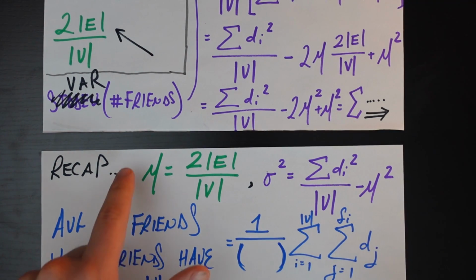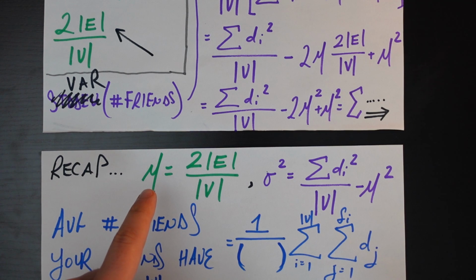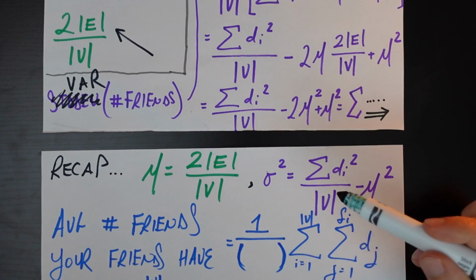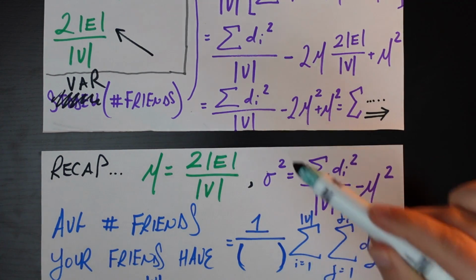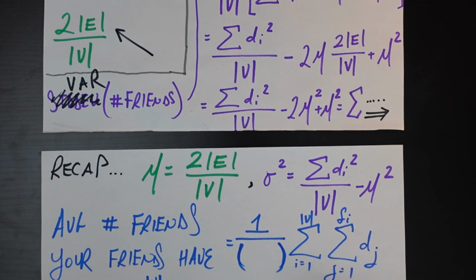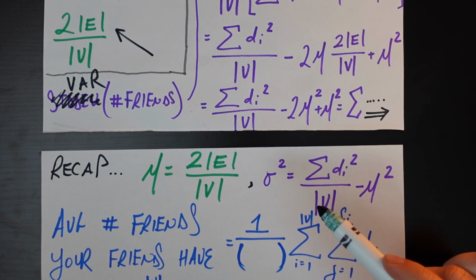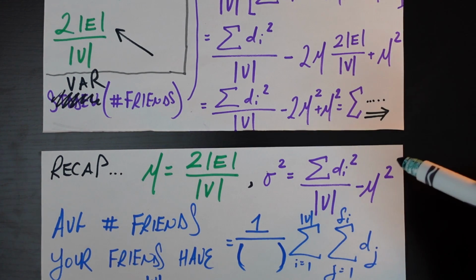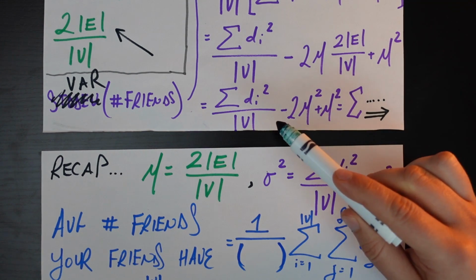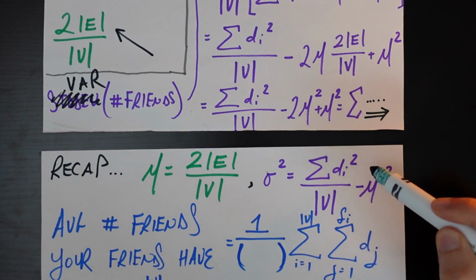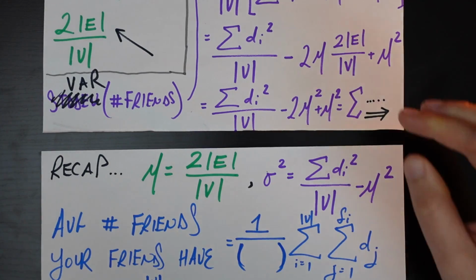That means that the average number of friends that someone has is 2 times the number of edges over the number of vertices. And the variance of the number of friends that someone has is going to be the sum of the squared degrees divided by the number of people in the world minus mu squared. I got this minus mu squared by doing one last simplification up here because minus 2 mu squared plus mu squared is just a minus mu squared.